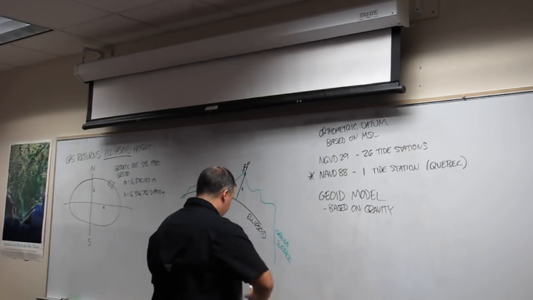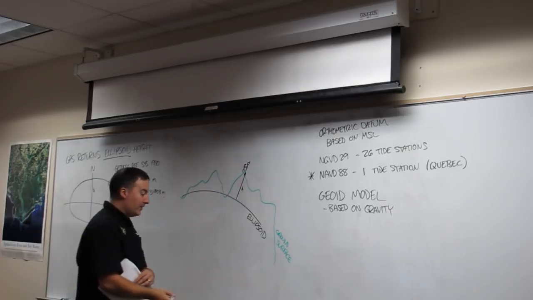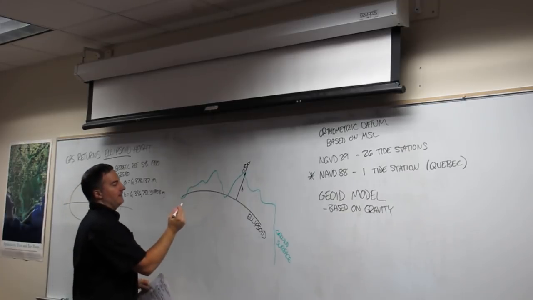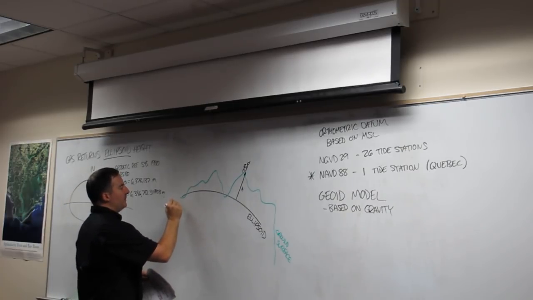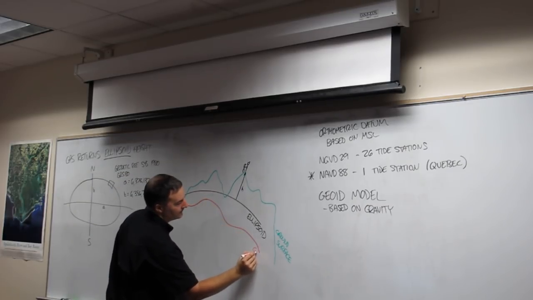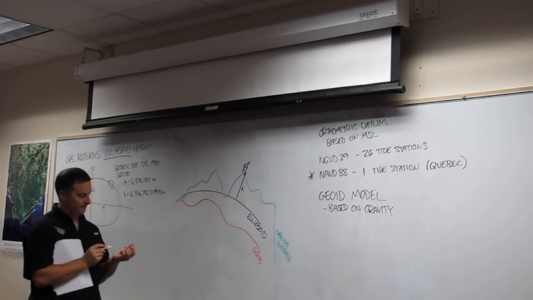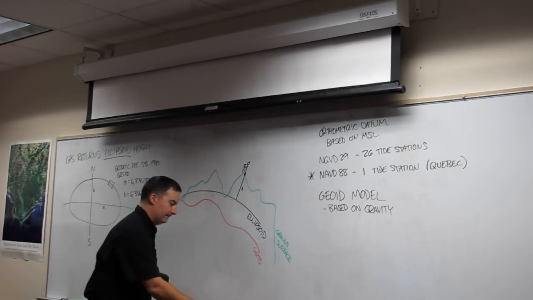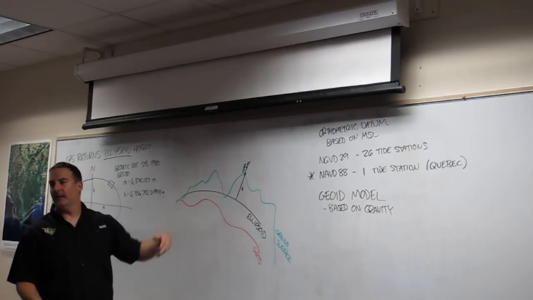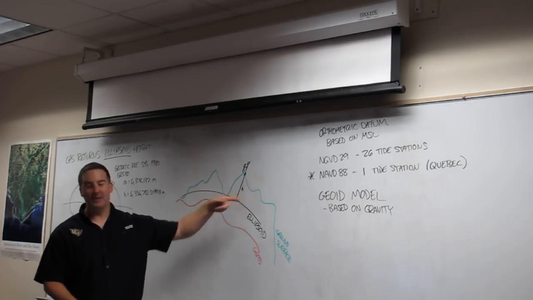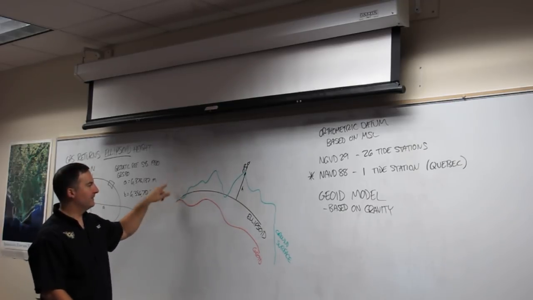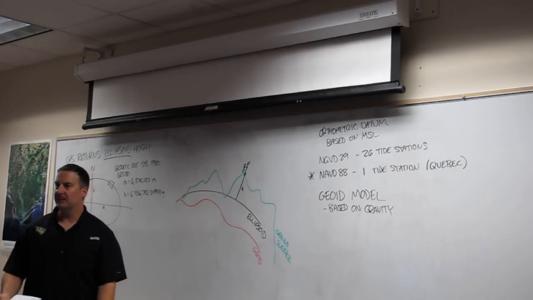So from that, we get a geoid model that serves as the datum, but it's also varying. In North America, the ellipsoid is above the geoid, but in other places in the world, the geoid can be above the ellipsoid. Okay, so these aren't always like this. They vary, just like the ground surface sometimes goes below the ellipsoid.